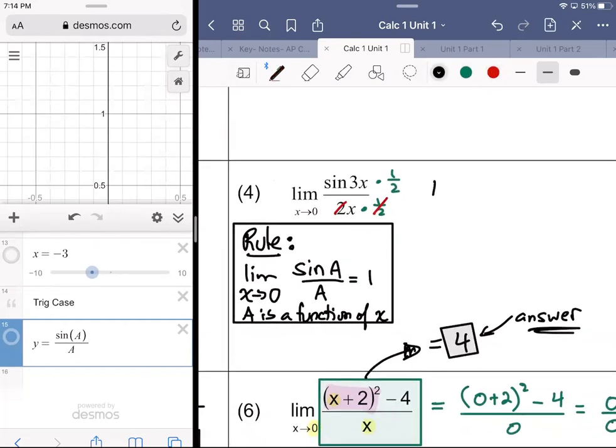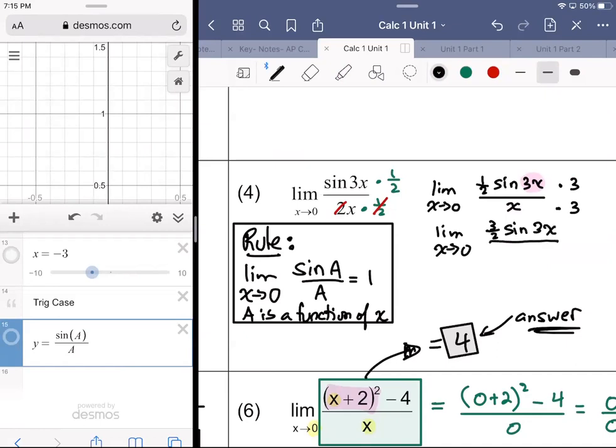So then I can write the limit as x approaches 0 of 1/2 sine of 3x over x. Then I would be saying, okay, I want a 3x, and I have an x. So now I'll multiply the whole thing, top and bottom, by 3. That gives me the limit as x approaches 0 of 3 over 2 sine 3x over 3x.